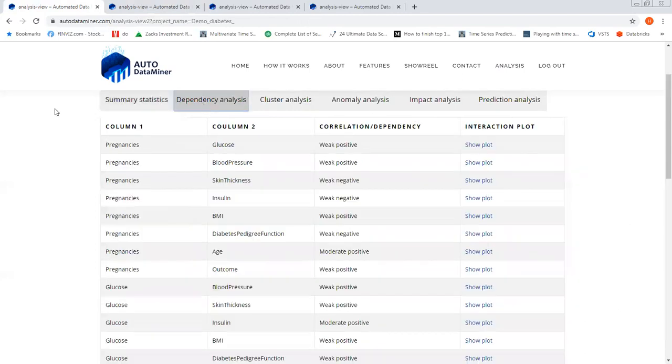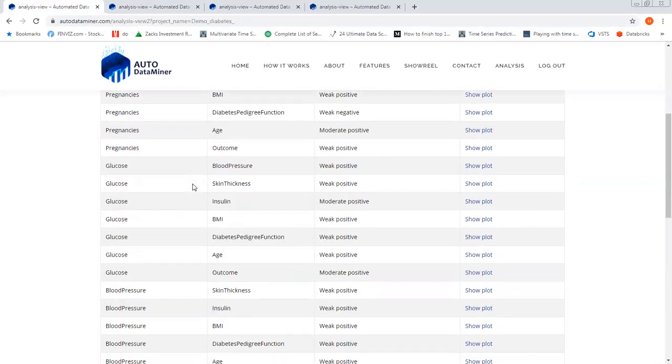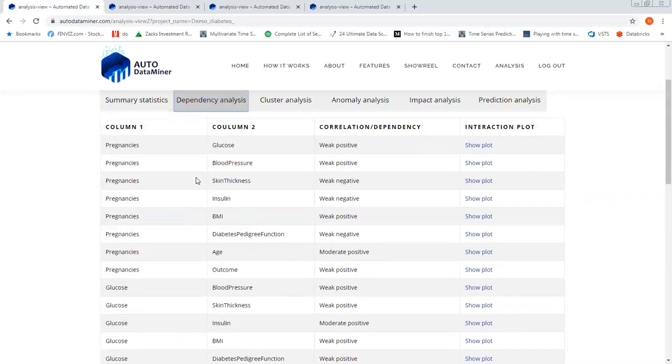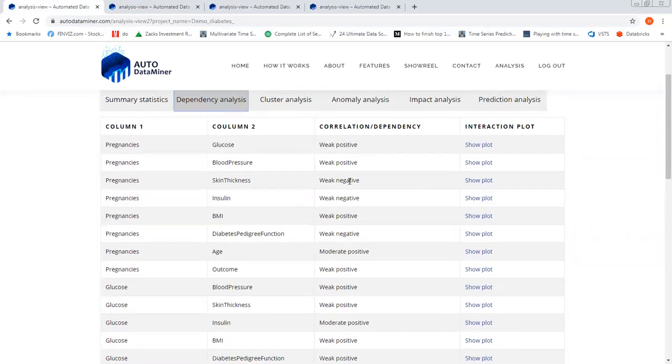The second part is called dependency analysis. In dependency analysis, we consider all the possible pairwise relationships between different variables. For example, the relationship between pregnancies and glucose, or between pregnancies and blood sugar. All the possible pairwise columns are listed here, and you see if the correlation or dependency was weak, negative or positive, and you can see the interaction plot here as well.